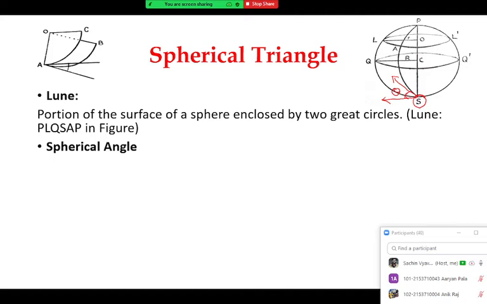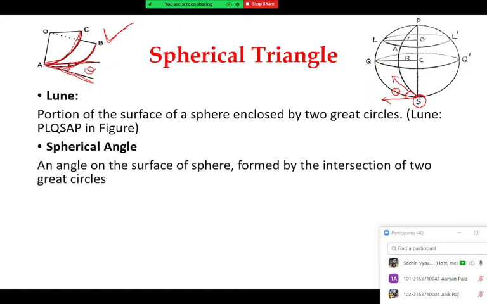The similar figure is shown here. Suppose this is one of the arcs of a great circle. AC is one of the arcs of a great circle, AB is another arc of a great circle, and we want the angle CAB. So just draw a tangent at AC and draw a tangent at AB. The angle made by these tangents is the angle of the lune here, you can say.